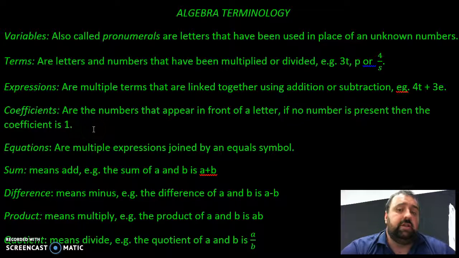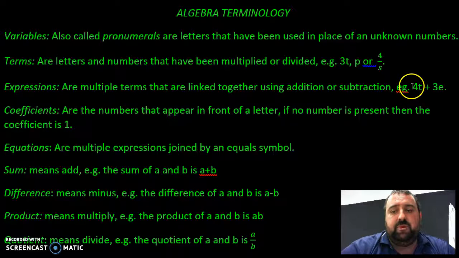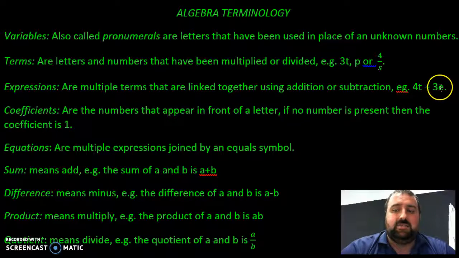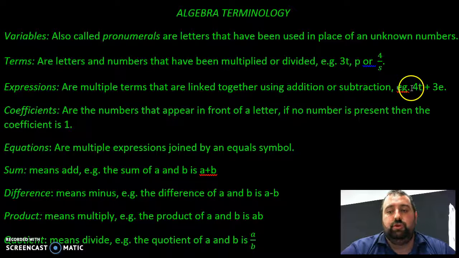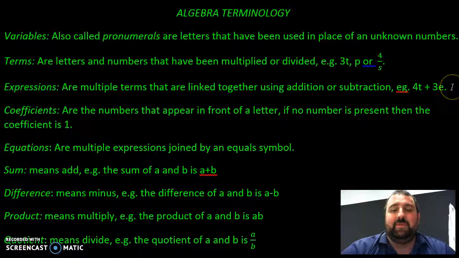An expression is when we link multiple terms together using plus or minus. So for example, the expression 4t plus 3e has two terms. Term 1 is 4t and the other term is 3e. The coefficient is the number that appears in front of that letter. So for example, in this one, 4t plus 3e, the coefficient of t is the number 4.